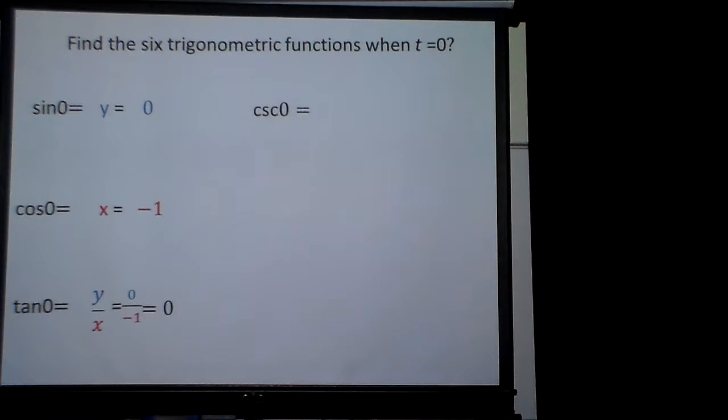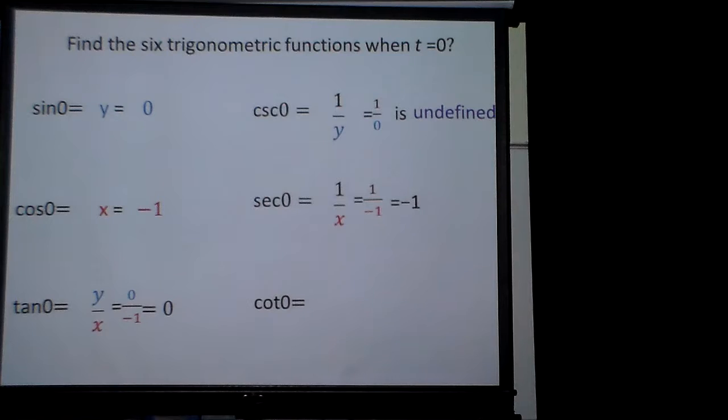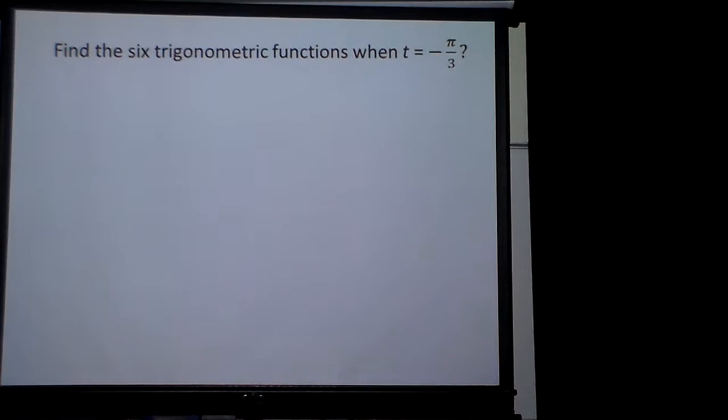Cosecant is now going to flip this, so guess what's going to happen to it? It's going to be undefined. And guess what's going to happen to this one? I flip the 1 over the negative 1. It's going to make it negative 1. And what is going to happen to cotangent? If I flip this, I'm going to have a 0 in the denominator, making it undefined. All right? Let's try one more of these and find the angles.